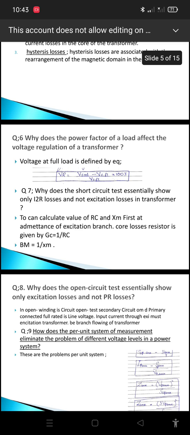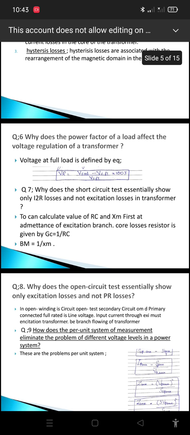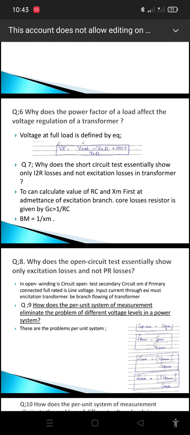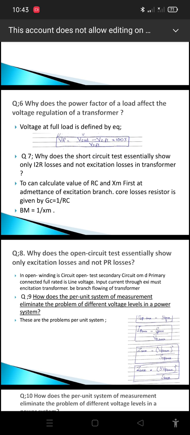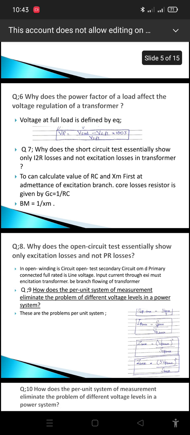Why does the open circuit test essentially show only excitation losses and not RP losses? In the open circuit test, the secondary circuit is open and the primary is connected at full rated line voltage. The input current flows through the excitation branch of the transformer.